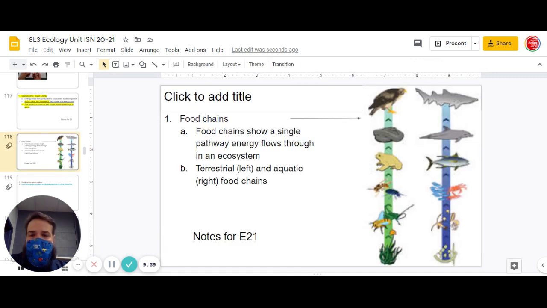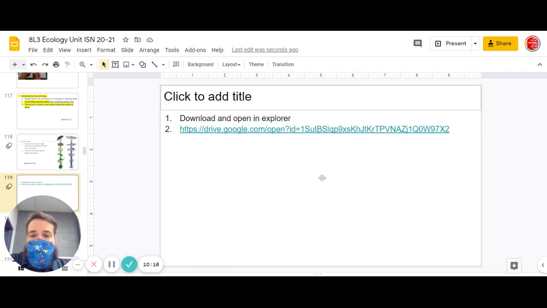Food chains show a single pathway energy flows through an ecosystem. They could be a terrestrial food chain or an aquatic food chain. And in some cases, you might have a mixture. For example, if this hawk up here decides to eat this fish, that's a terrestrial and an aquatic food chain. That's a question they like to ask on tests and things. Which of the following is a combination terrestrial and aquatic food chain? So that's what you look at.